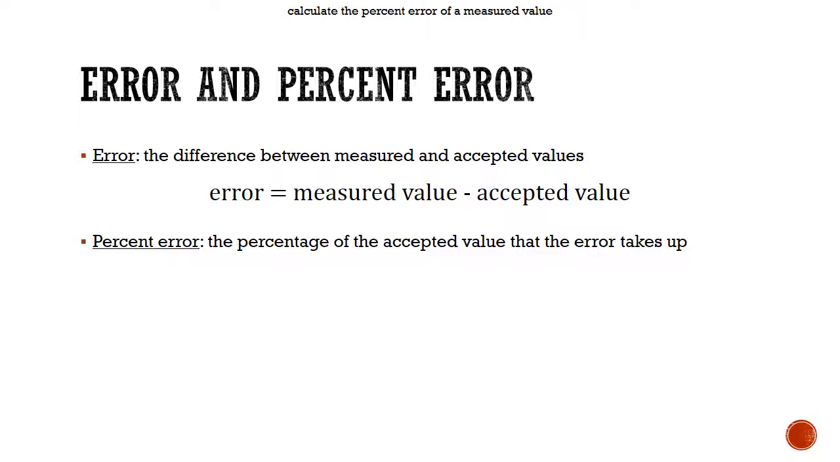The percent error, that is the percentage of the accepted value that the error takes up. So what we do there is we simply take the error, that's what you calculate up here. You take the error, the difference between the measured and the accepted value, you divide by that accepted value, and then you multiply by 100 to turn that into a percentage. And that is your percent error. And just like error, percent error can also be positive or negative because your measured value could be too high, or could be too low.